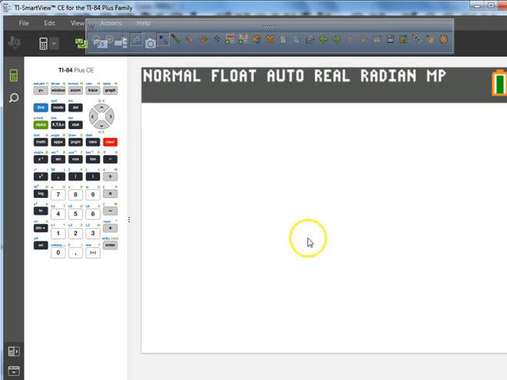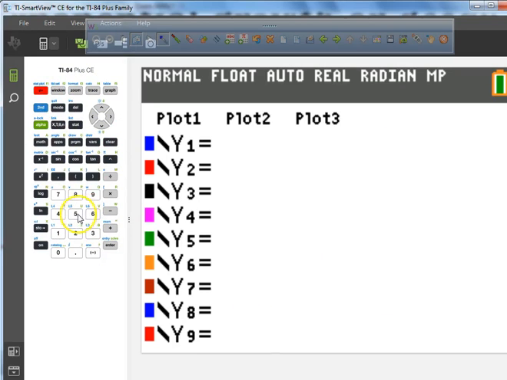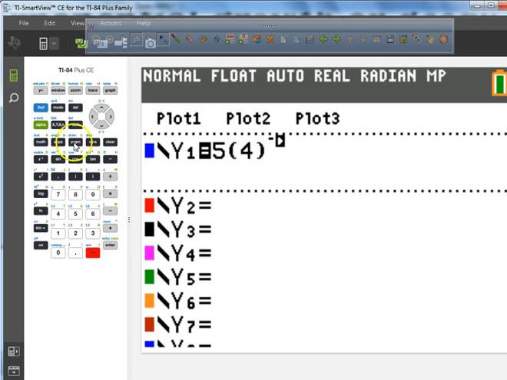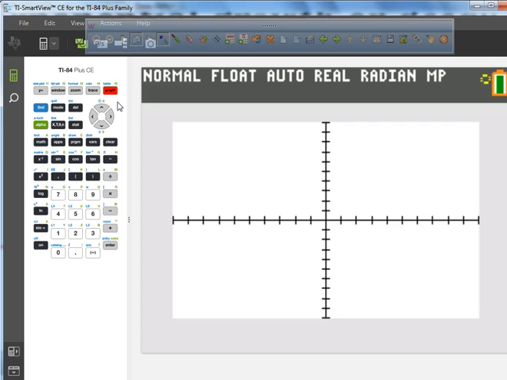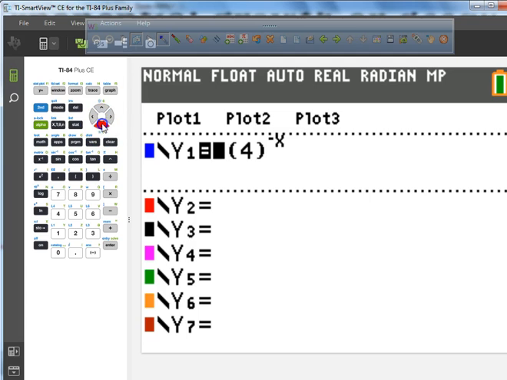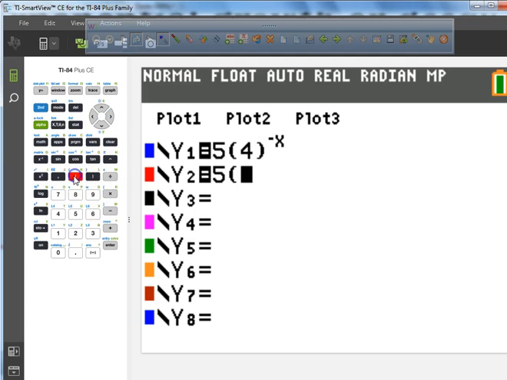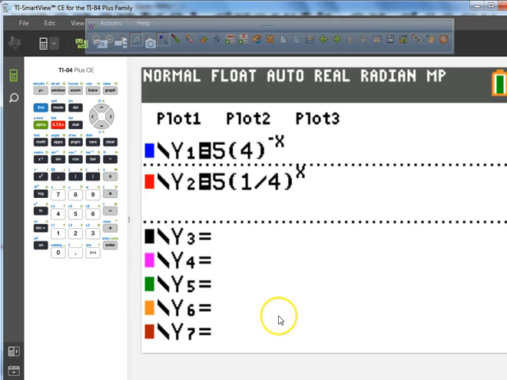So check this out. I'm going to hit y equals. I'm going to type in 5 parentheses 4 close parentheses raised to the power of negative x. And I'm going to hit the graph button. Now if you guys look at the graph, you can see that that's a decay. It's going what? It's going down. Now I realize that this graph looks like it touches 0, but if you zoomed in, it really wouldn't be touching 0. It would be really, really close to it. If I hit y equals 5, parentheses, 1 divided by 4, close parentheses, raised to the power of x, what should happen?